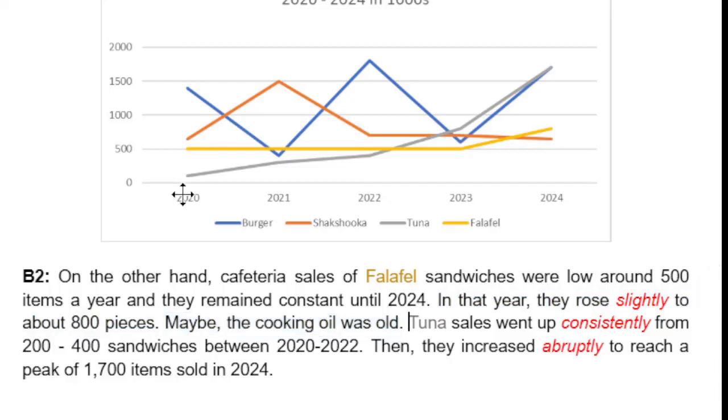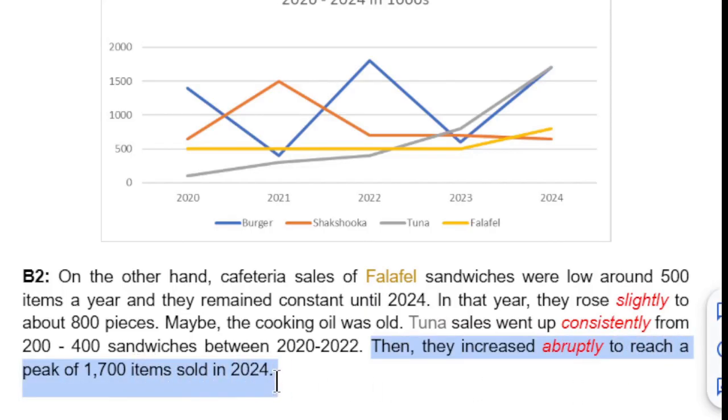Now to tuna, sales here almost from zero, and they shoot up here in 2024. So there is a gradual rise to very high sales. Tuna sales went up consistently from 2 to 400 sandwiches between 2020 and 2022. Then in 2022, they increased abruptly, sharply, rapidly to reach a peak of 1,700 items sold in 2024.